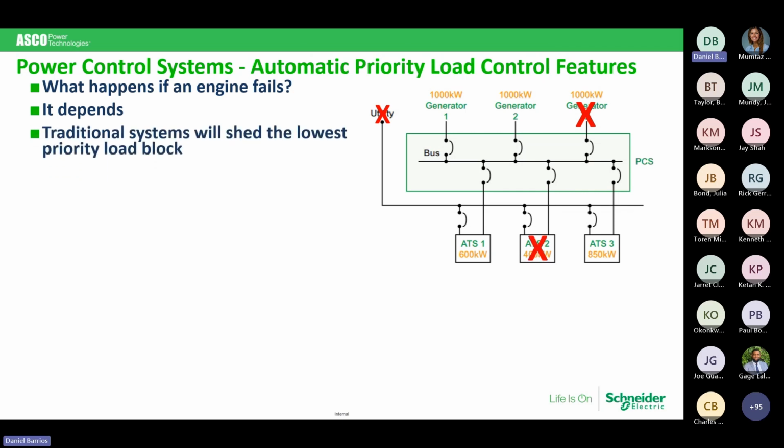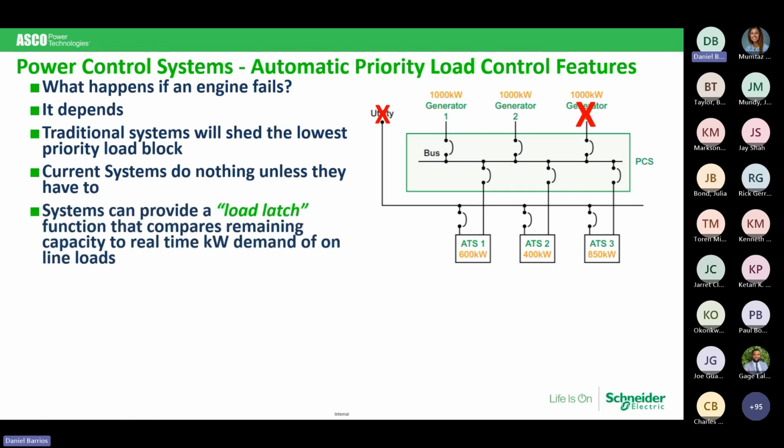Traditional systems used to shed the lowest priority block. Current systems do not, unless they have to. The system has what's called a load latch function. And that load latch function says, I have this much capacity online, I have this much load online, and I look at the next transfer switch to either have to be shed, or if load has been shed, can I re-add it?